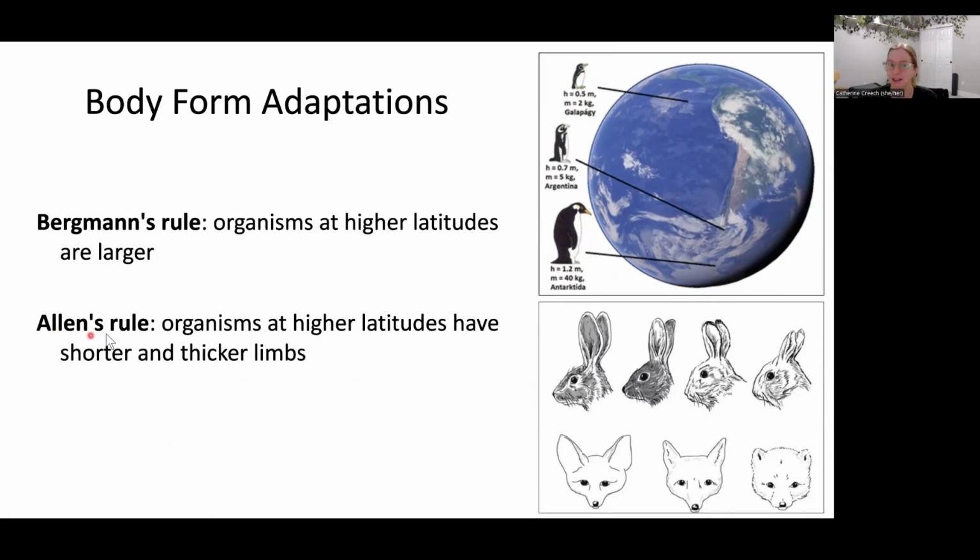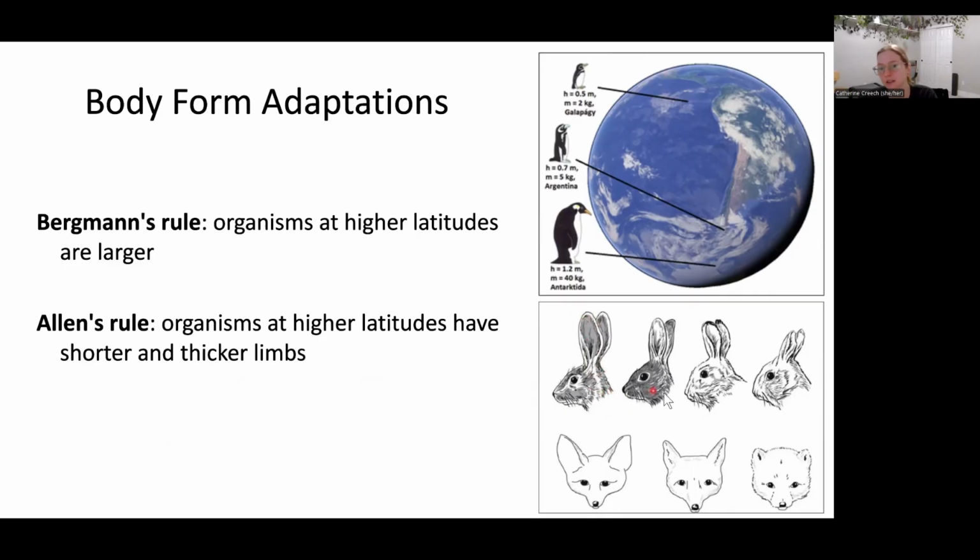We also have Allen's rule: organisms that are closer to the poles or at higher altitudes are going to have shorter, thicker limbs, and they're going to have reduced extremities. This is an effect of the cold. So here you have a desert hare. This desert hare has huge ears to try and reduce its overheating, and so it loses heat through these ears. This is like its evaporative cooling area.